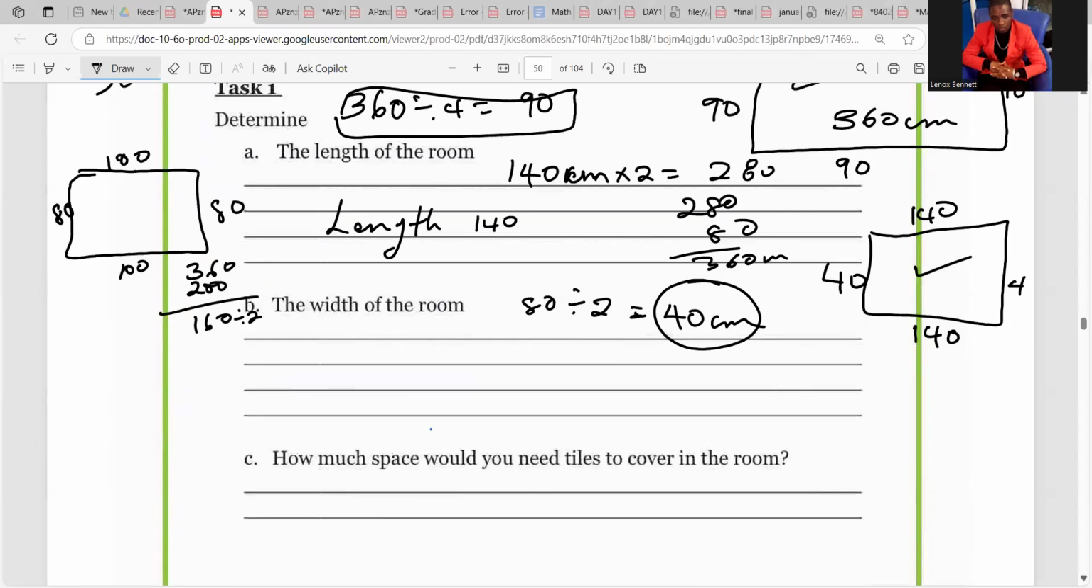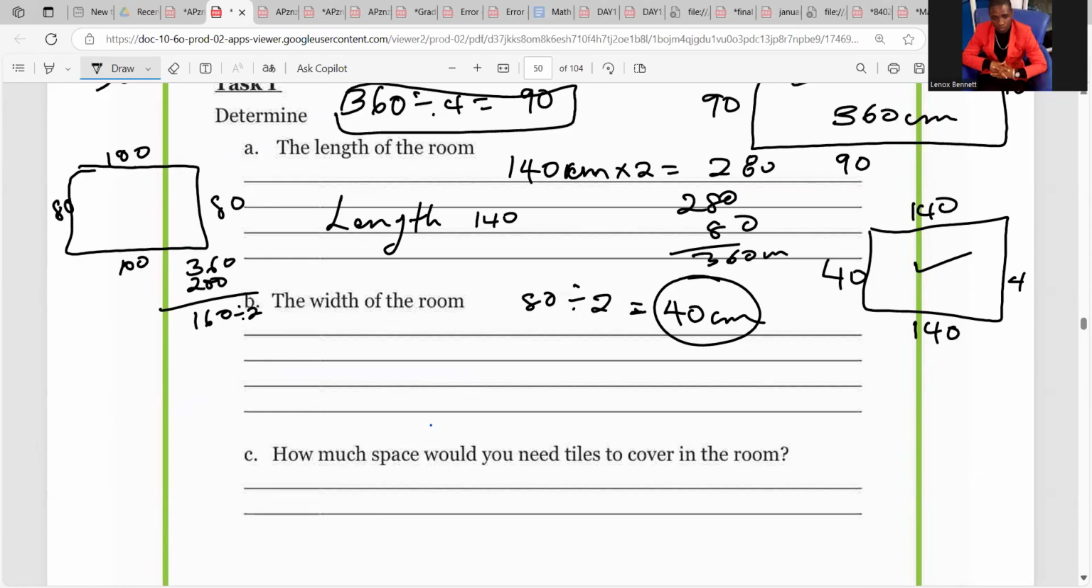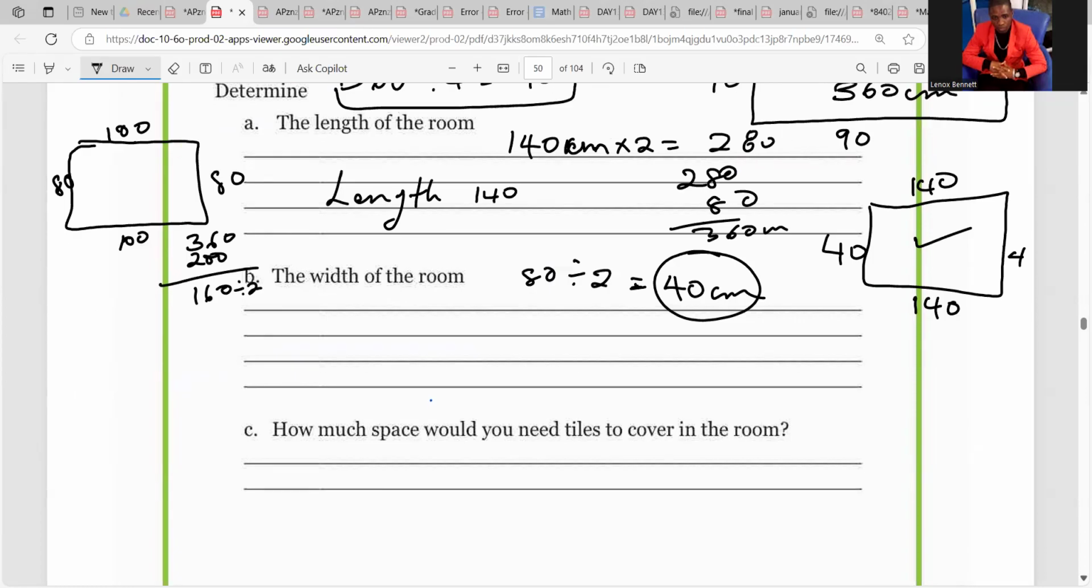All right, so see here now, I want you to do task C. Based on your diagram, I want you to do task C. It says, how much space would you need tiles to cover in the room? So basically, I don't like how they phrase it, but it's basically saying how much space you have in the room.